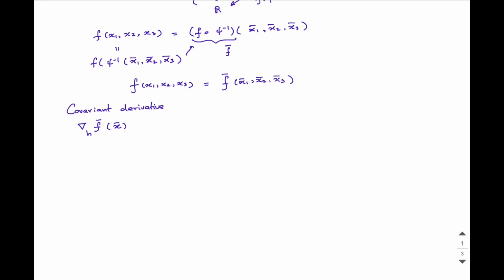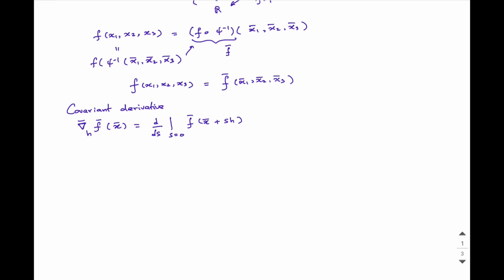Okay, and just to make it clear that the gradient operation, the nabla operation here, is with respect to x bar, I'm going to use a nabla bar, a del bar, in this process. So what does this quantity mean? It's defined as follows. It's the derivative with respect to s of f bar at x bar plus sh as s goes to 0. Okay, it's a very simple definition.